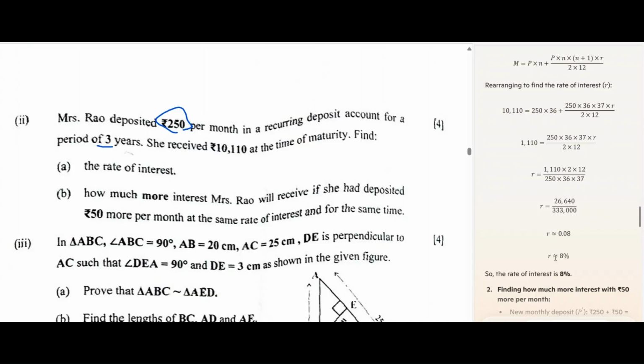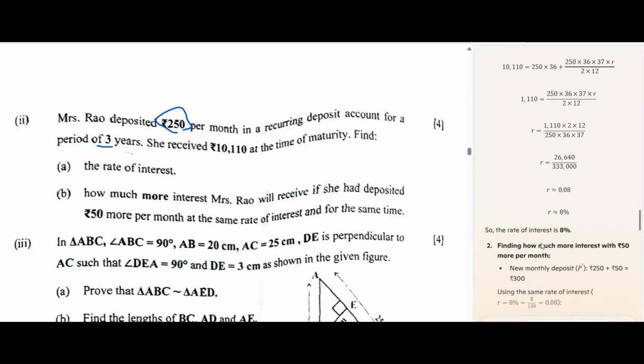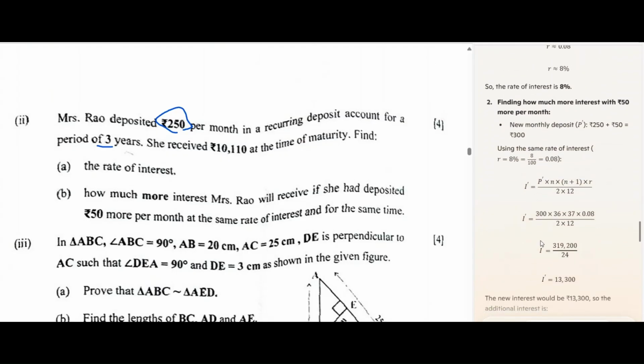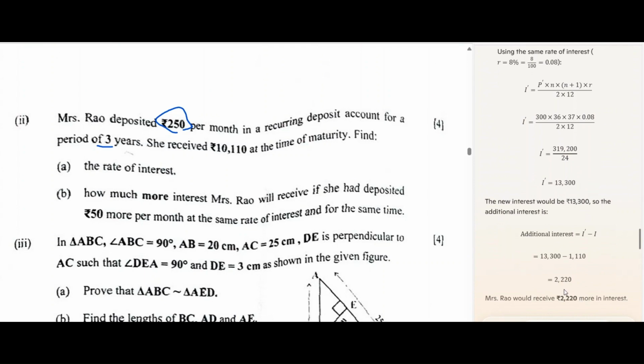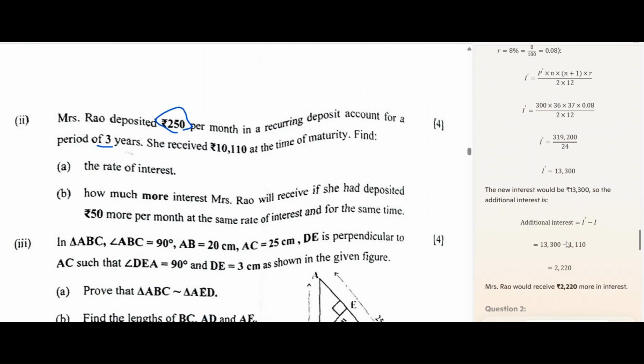Now R is 8%. If P is 50 more, here 250 is P and now P is plus 50, that is 300. Find the interest: 300 into n, that is 36, into n plus 1, that is 37, into r, that is 0.08, divided by 2 into 12. So I equals 13,300. Now the difference in interest: the new interest is 13,300 and before it was 1,110. So the difference is 2,220. 2,220 is the answer.